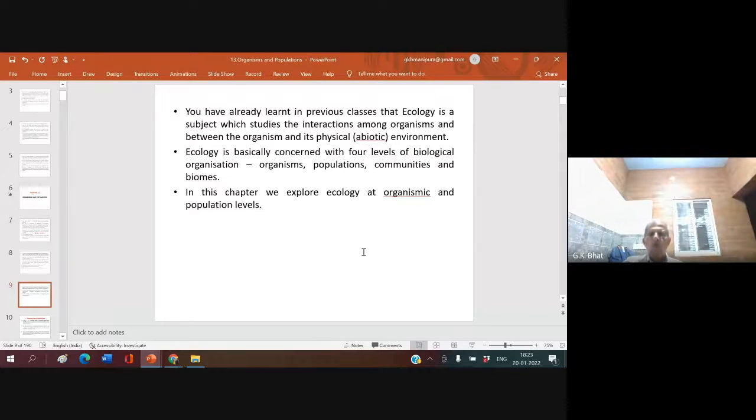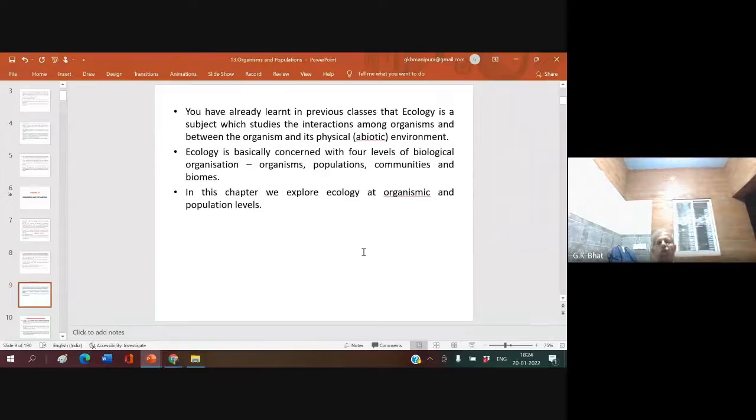Ecology is basically concerned with the four levels of biological organization, very important: organisms, populations, communities, biomes. What do you mean by this? If you go to any particular area on this earth, you would come across different types of organisms. The organisms belonging to a particular species form a population.